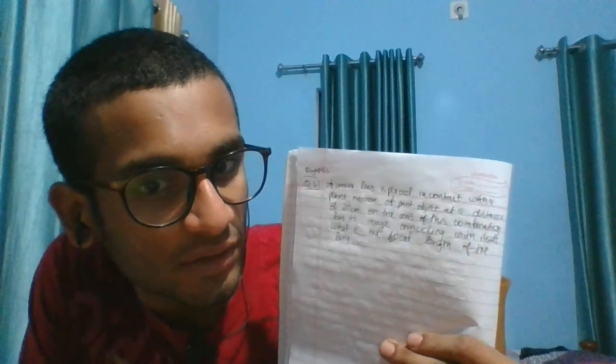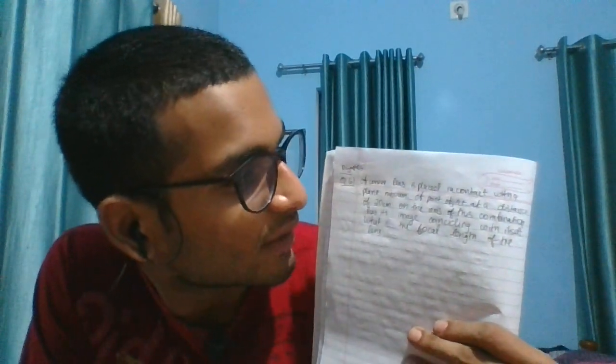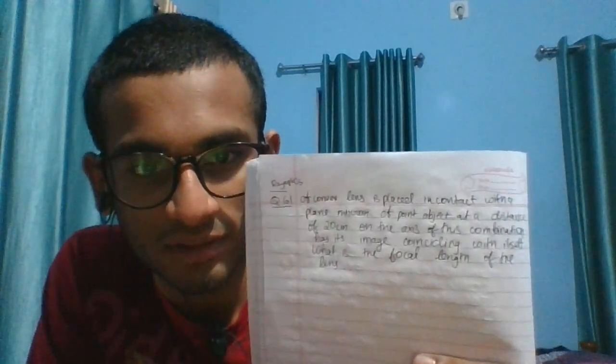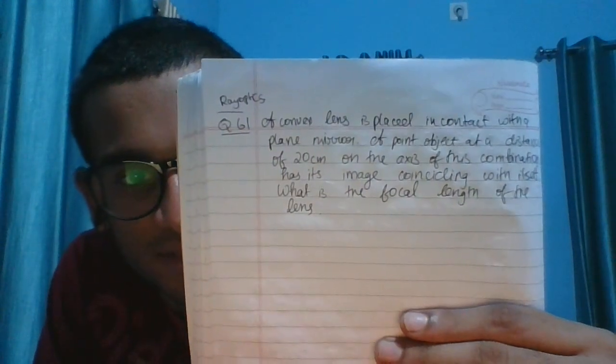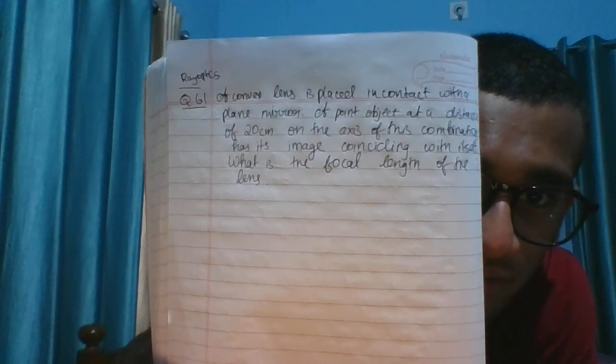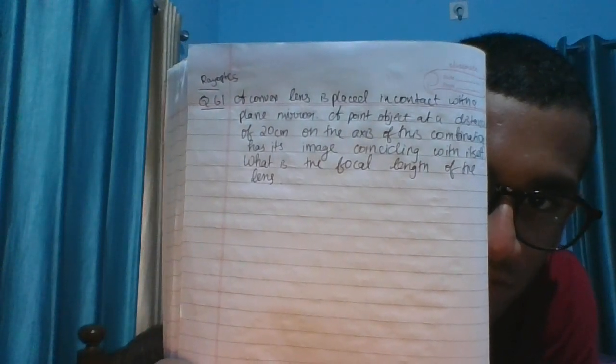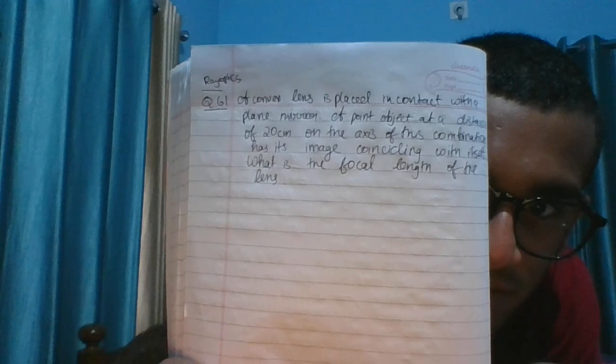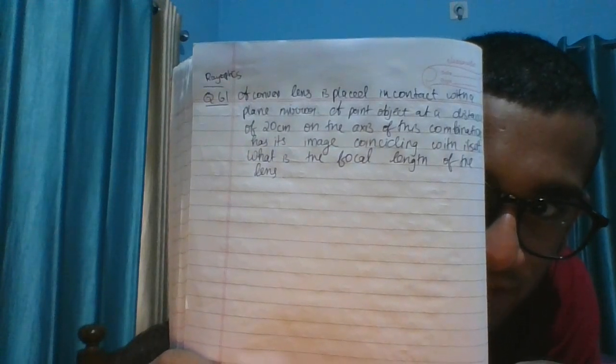Now the next question is pretty interesting. It says, a convex lens is placed in contact with a plane mirror. A point object at a distance of 20 centimeter on the axis of this combination has its image coinciding with itself. What is the focal length of the lens? So what's happening here?